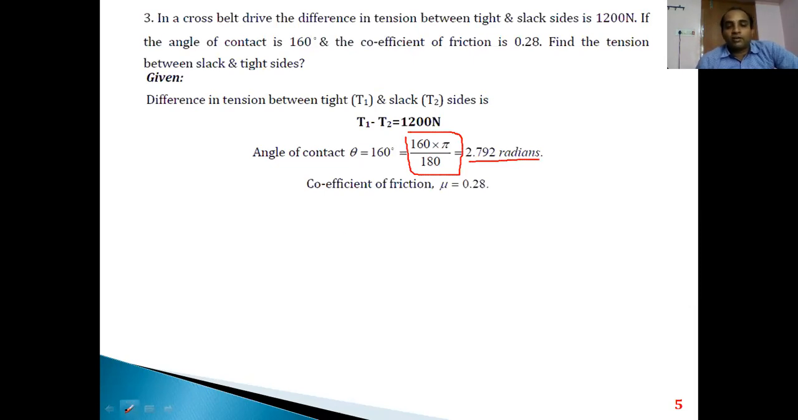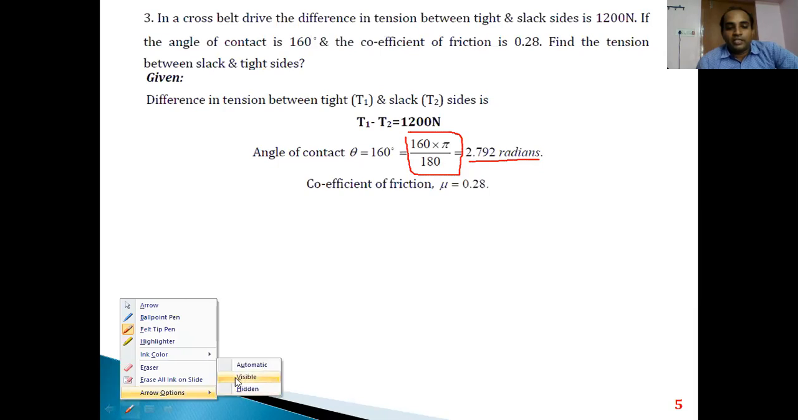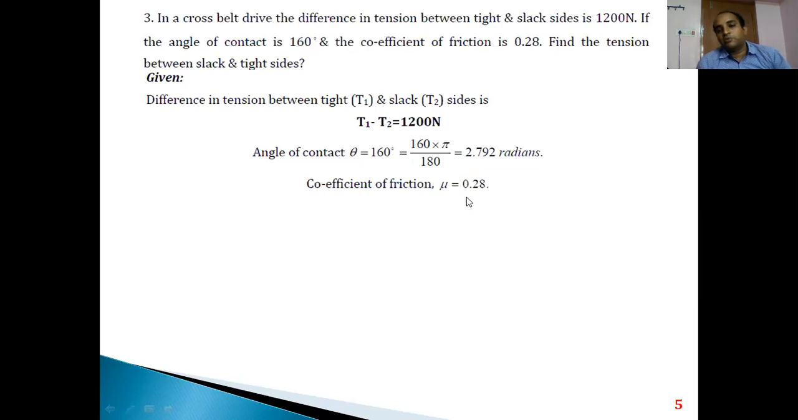Now once we have converted this into radians and written the coefficient of friction mu is equal to 0.28, let us use the equation of the ratio of belt tensions. What is the equation? Ratio of belt tensions, T1 by T2, is equal to e to the power of mu theta. The mu value is given to you, and the theta value you have written in radians. Once you write this and simplify, you will get the value of T1 by T2 is equal to some answer.